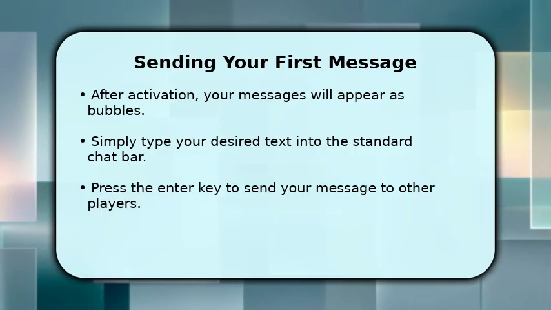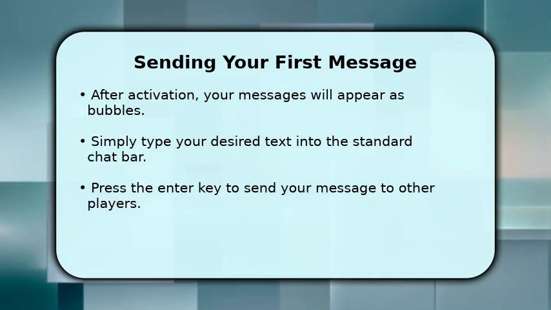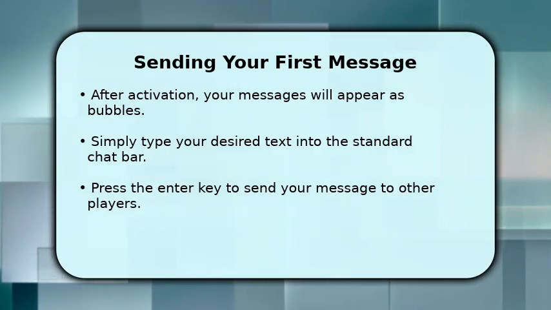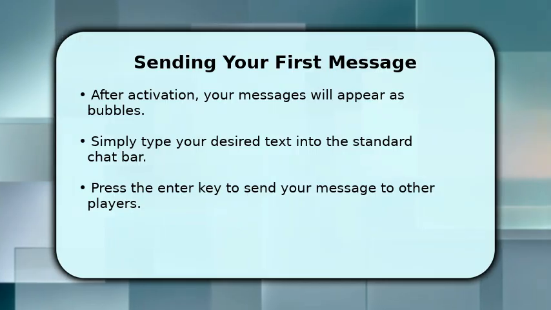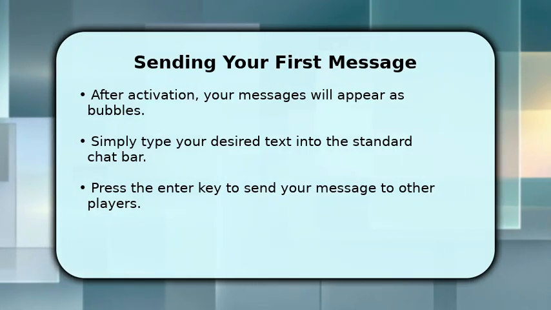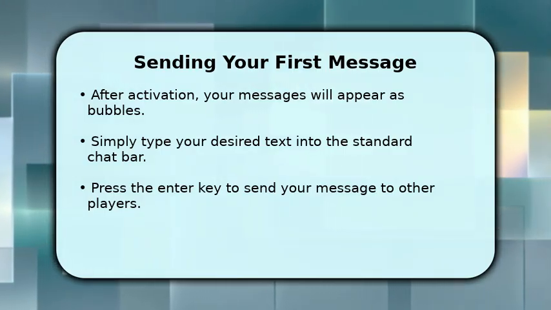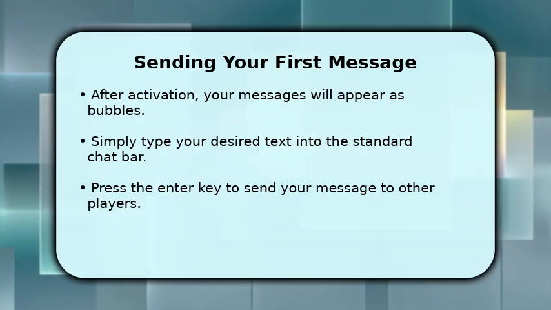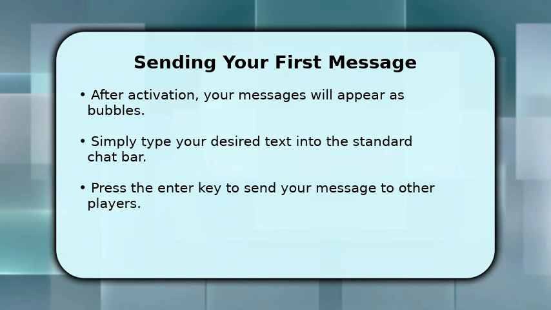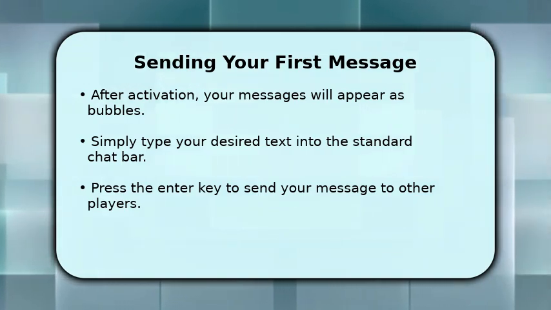Once Bubble Chat is active, sending messages is incredibly simple. Just use the regular in-game chat bar as you normally would. Type your message, whether it is a quick greeting or a detailed instruction, and then press the Enter key. Your text will instantly appear as a bubble above your character's head, visible to anyone within approximately 50 studs of your location. This makes it perfect for localized communication and quick interactions with players nearby.